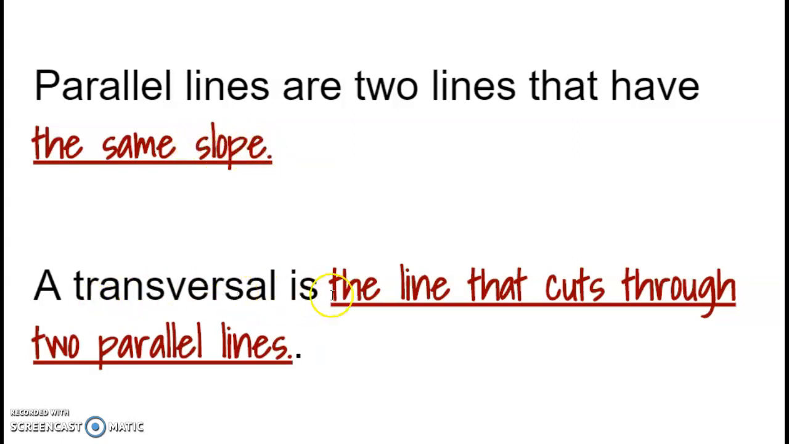Transversals are the lines that cut through two parallel lines. So a transversal is a fancy word in geometry for the line that cuts through two parallel lines. All right?